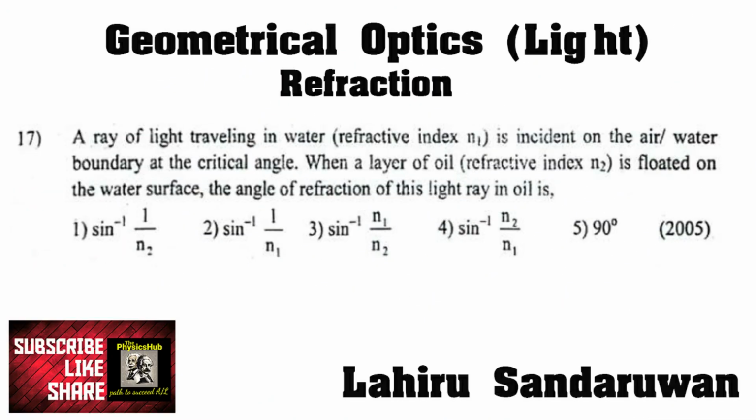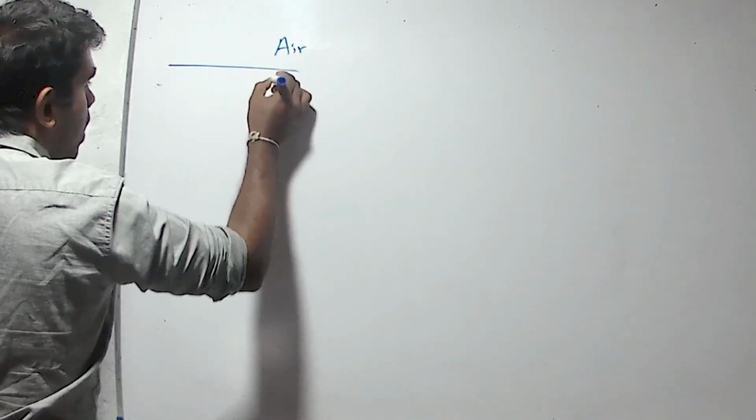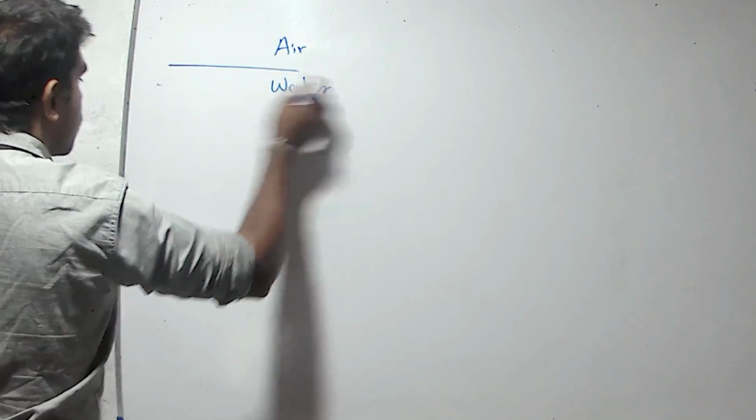A ray of light traveling in water, refractive index n1, is incident on the air-water boundary at the critical angle. When a layer of oil, refractive index n2, is floated on the water surface, the angle of refraction of this light ray in oil is... For the first situation, the outer medium is air, the inner medium is water.